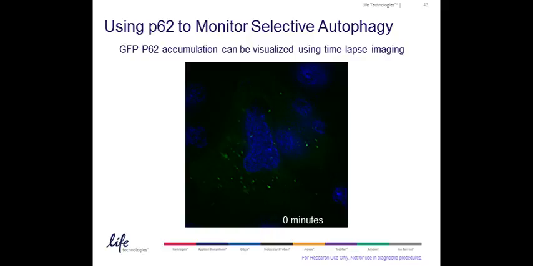And because we're using RFP or GFP chimeras to P62, we can look at the accumulation of these structures over time in live cells. Here we have a cell expressing GFP-P62, and we've induced autophagy with serum starvation in the presence of an autophagic blocker, chloroquine. We can see the time-dependent accumulation of P62 positive puncta within the cells. You'll see them accumulating within the cytoplasm.